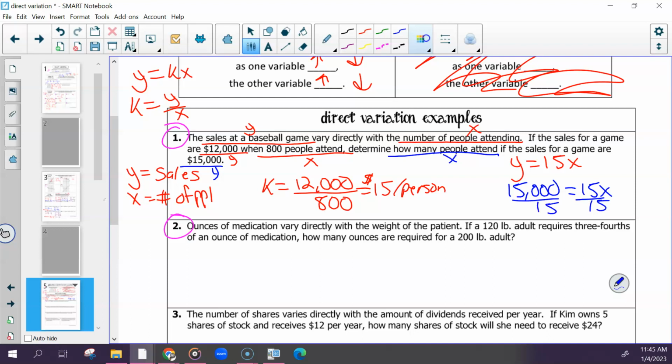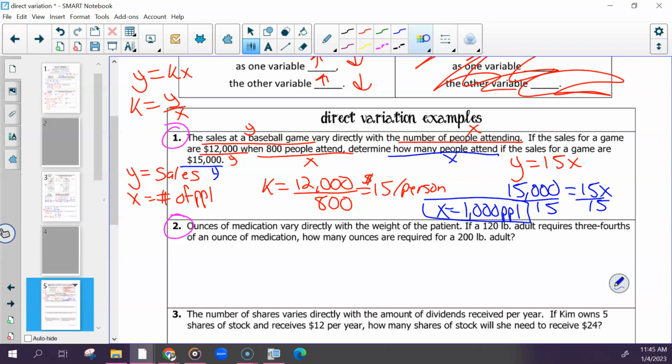How many people attended? 1,000. And then because these are word problems, be specific, 1,000 people. I shorten people because I don't have space.